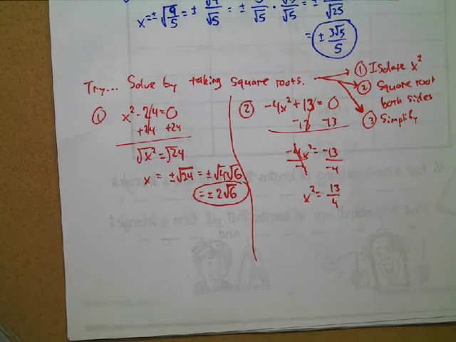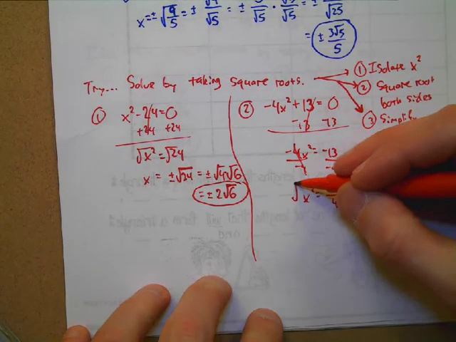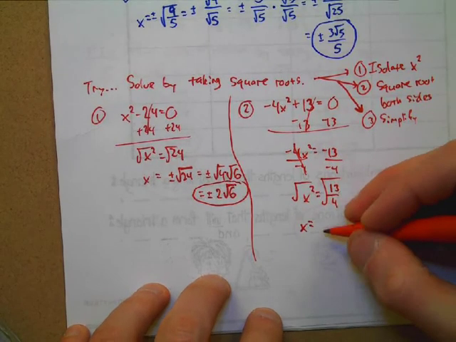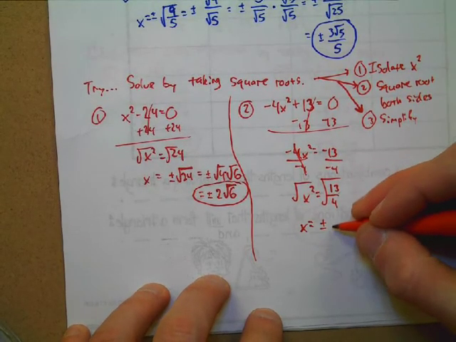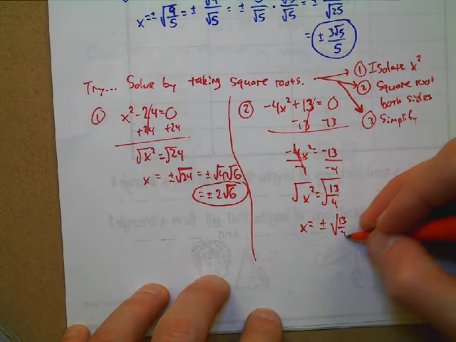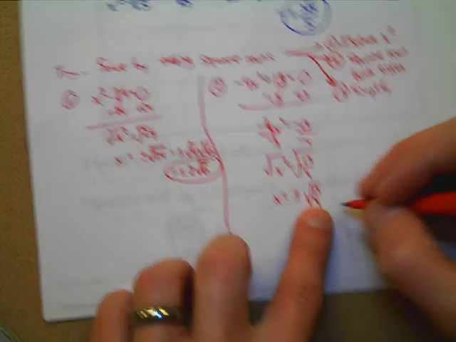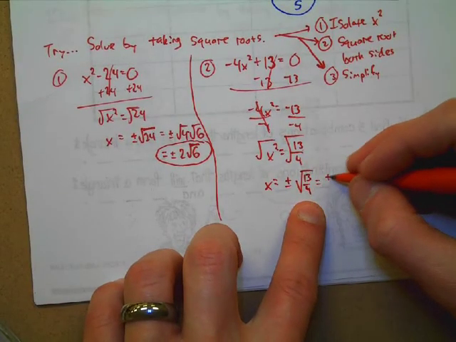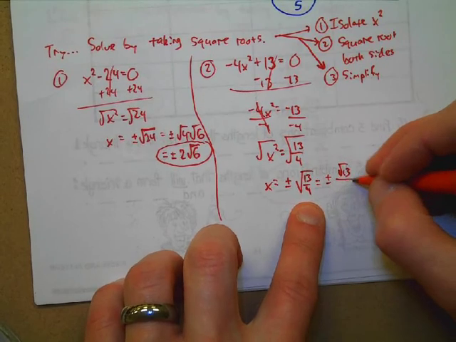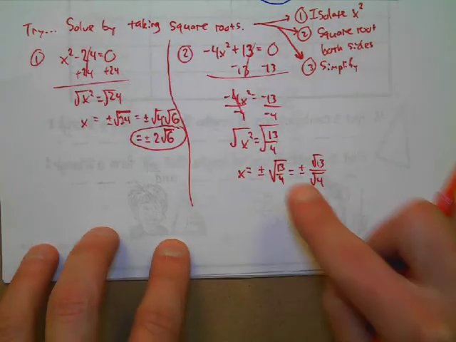All right. I'm not going to simplify that just yet. I'm not going to change it to a decimal. I want to leave it as a fraction because it's easier to simplify when you have it as a fraction. All right. Go ahead, Chris. What's next? Take the square root. Square root. You get x equals plus or minus root 13 over 4. But remember here, folks, when you square root a division like that, you can make it root 13 over root 4, like that. Right? You can break up the square root.